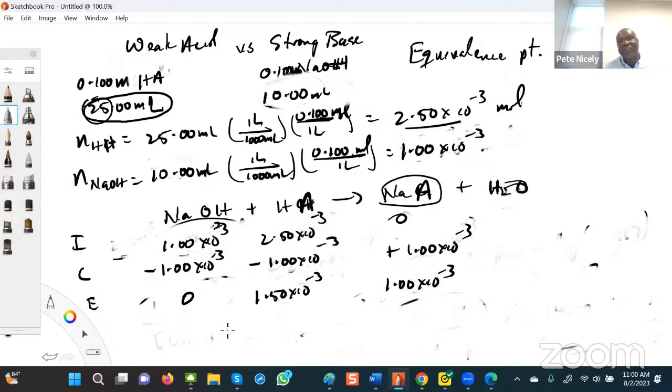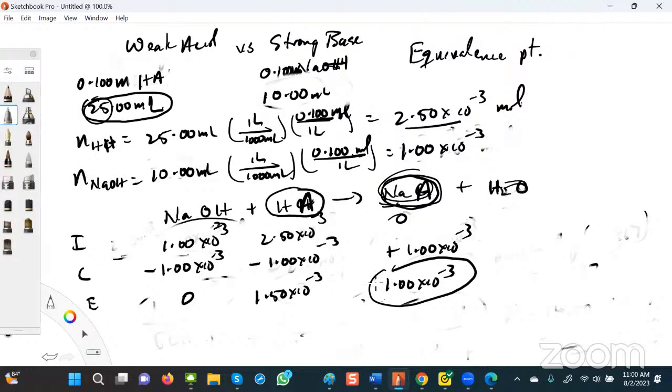Now, here's where the difference comes in between what we were doing before and what we have to do now. In this case, we know that the sodium acetate is formed from a strong base and a weak acid, right? So therefore, we cannot assume that this has no effect on the pH, all right? So we have to take this into account. Another thing I want to point out here is that the resulting solution will be a mixture of a weak acid and the conjugate base of the acid, all right? And what do we call that?